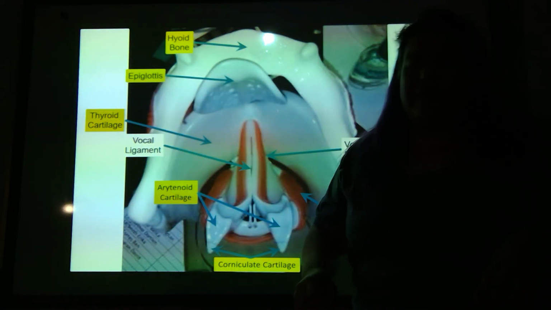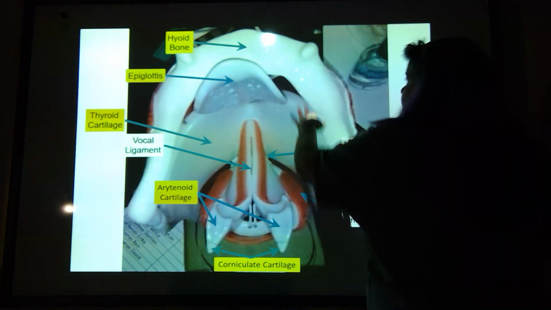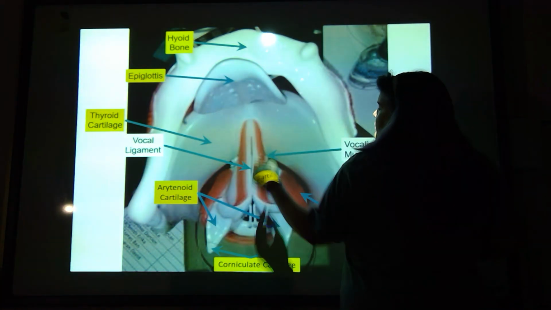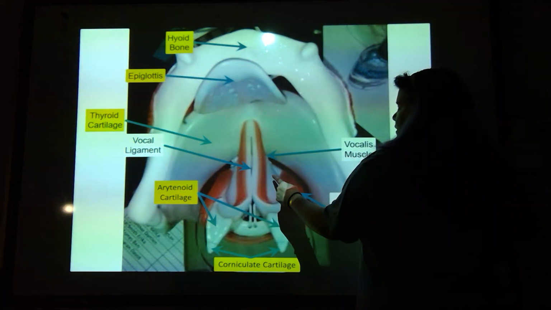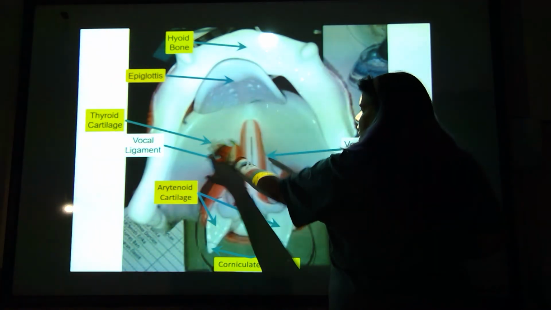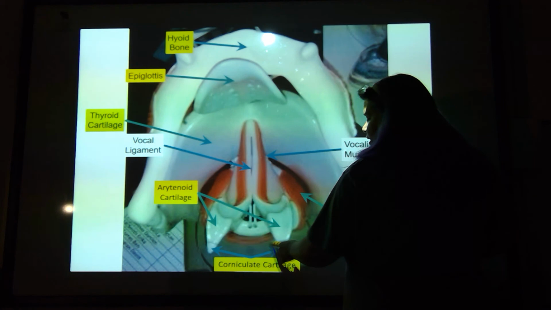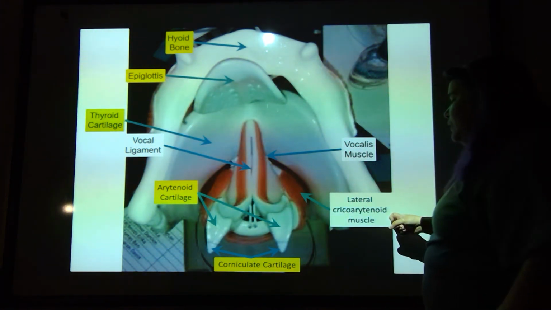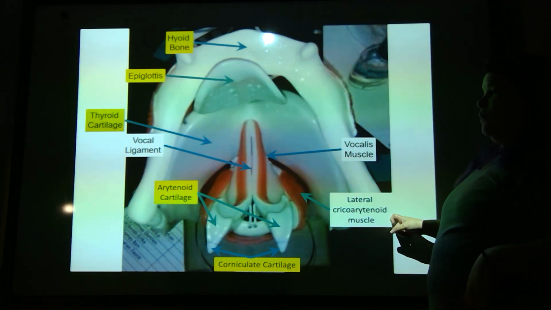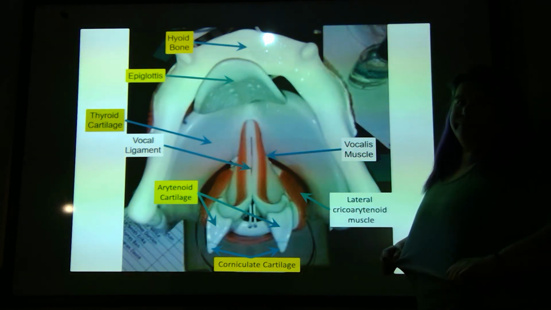Now looking at, again, the bigger model from here. So here's the front. You're looking down into it, okay? Hyoid bone, there's that U-shape, epiglottis. Here is the vocal ligament. Here's the vocalis muscle. There we go. The thyroid cartilage. There's that arytenoid cartilage. And then these little cat ears on the end are the corniculate cartilage. And then you've got the lateral cricoarytenoid muscle. Why? Because it goes from the arytenoid cartilage to the cricoid cartilage. Okay?